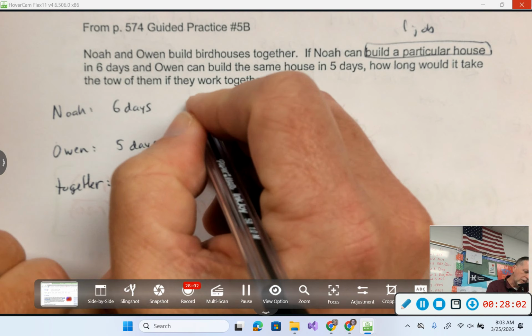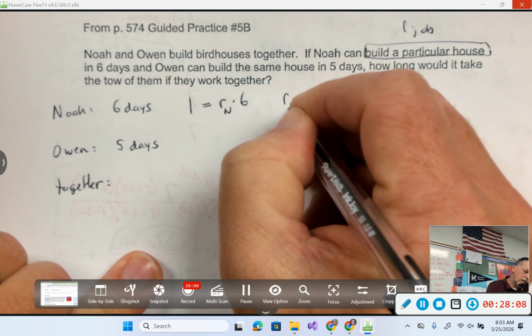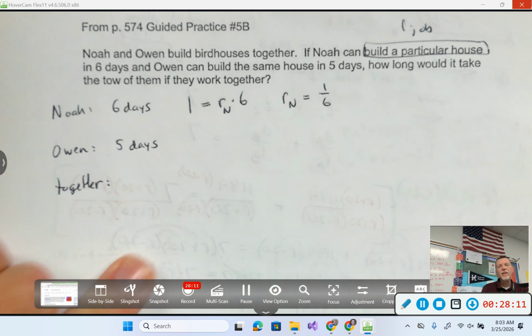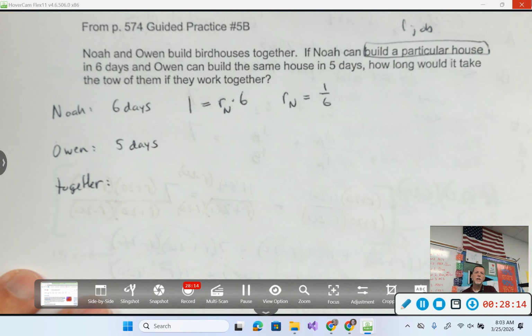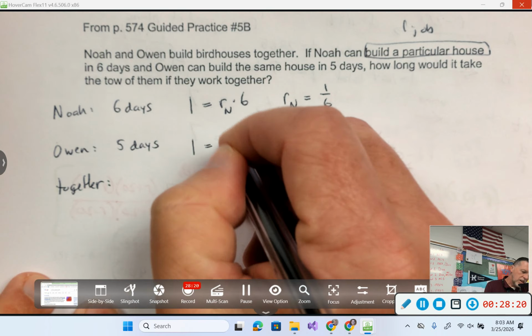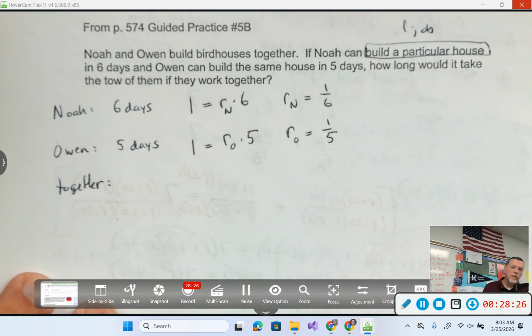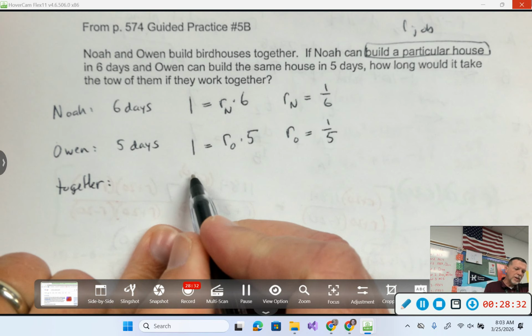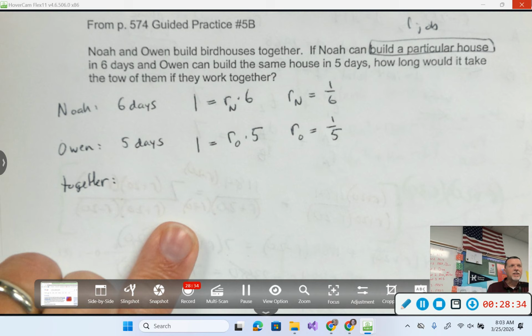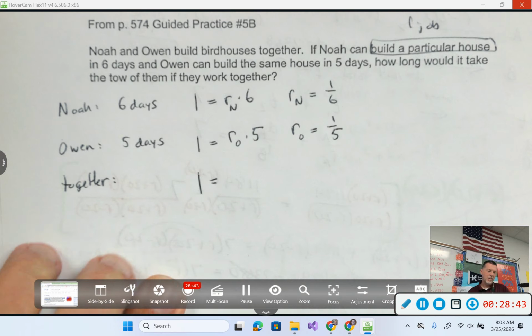Okay, so the Noah equation is one job equals rate times time. So Noah's rate is 1/6. Same type of thing for Owen. Owen's rate is 1/5. And now the together equation. How many jobs are they doing? One. They're not building 2 houses or 5 houses. They're doing one job. What's their rate if they're working together?